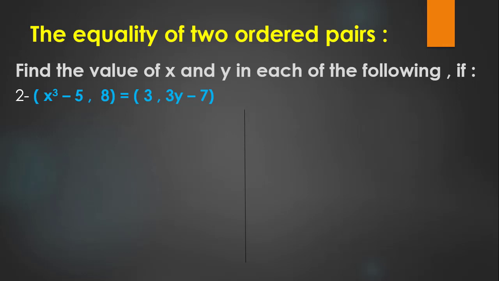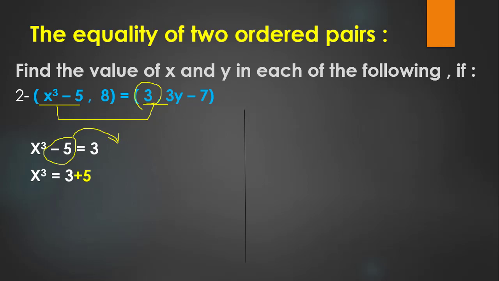Here we have x power 3 minus 5 and 8 equals 3 and 3y minus 7. Here the first projection equals the first projection. It means that x power 3 minus 5 equals 3. So let's solve. I want x power 3 only, so I'll move negative 5 to the right hand side with different sign. It will be positive, so x power 3 is 3 plus 5, which is 8. Now I want x, then I'll take the cube root of 8, which is 2. Don't take positive or negative, only cube root of 8.